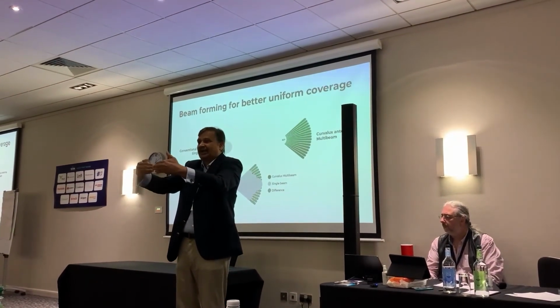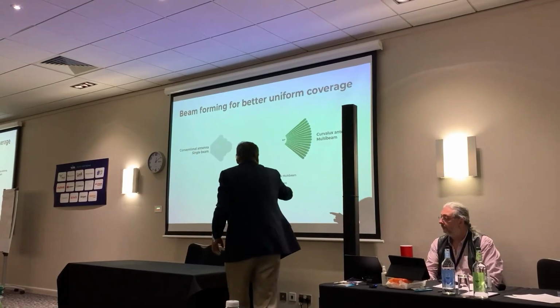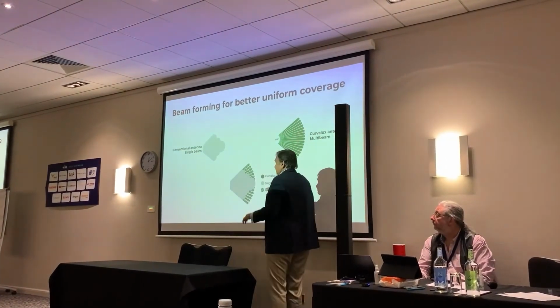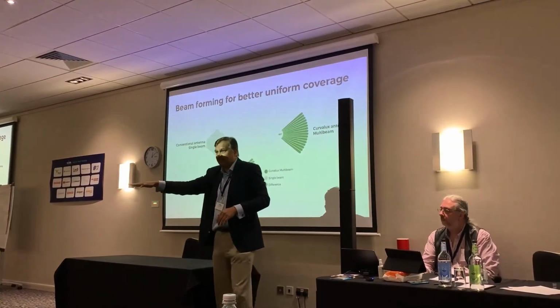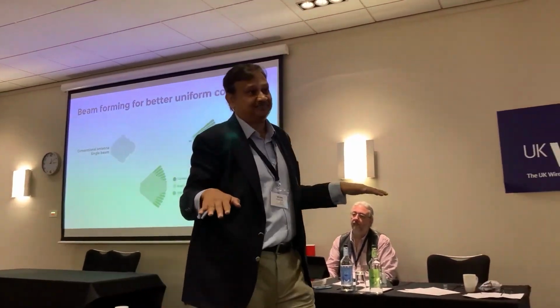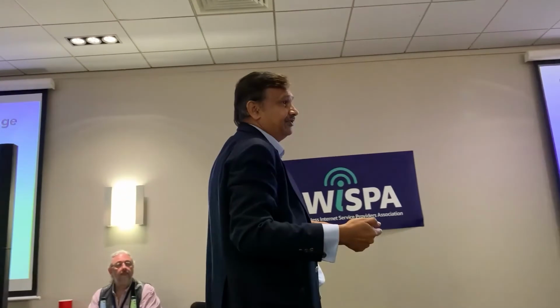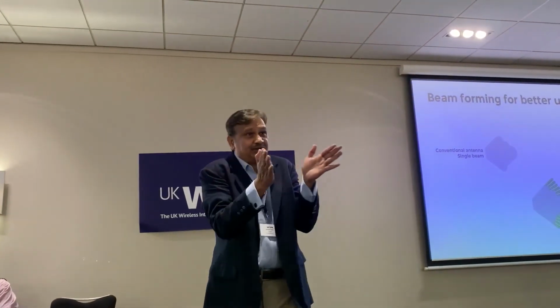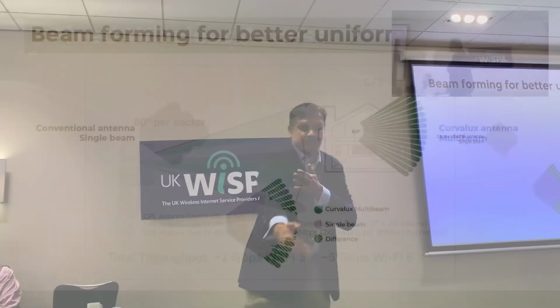But if I go to a flat beam, like this one, then it will look like a flat, same EIRP everywhere. So my coverage, my heat map, will be more uniform. In this way, I can improve the coverage also. And since I am narrowing down the beam, I can achieve higher gain also.